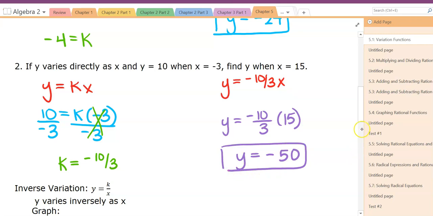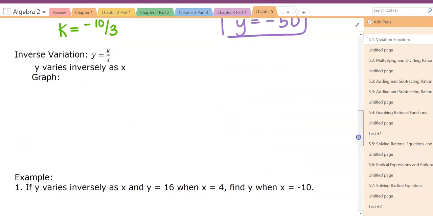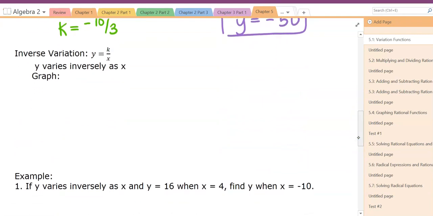All right, moving on to the next type of variation. This one is called the inverse variation. So the x and the y are doing opposite things. As one value goes up, the other value is going to go down, or vice versa. So this equation looks a little bit different. It says y equals k over x instead of k times x like we saw with the direct.